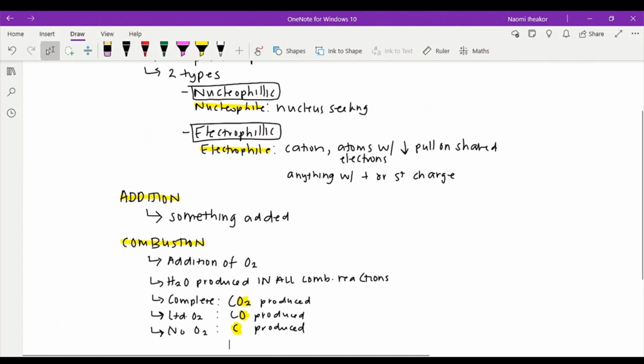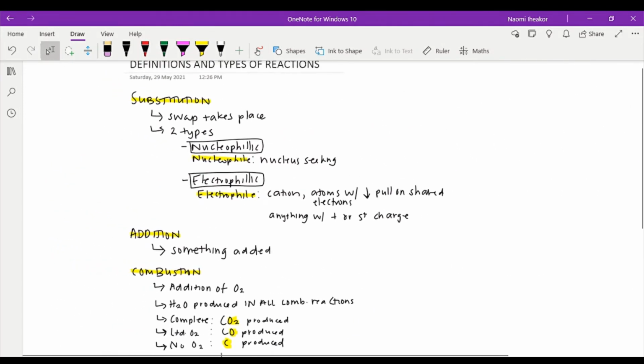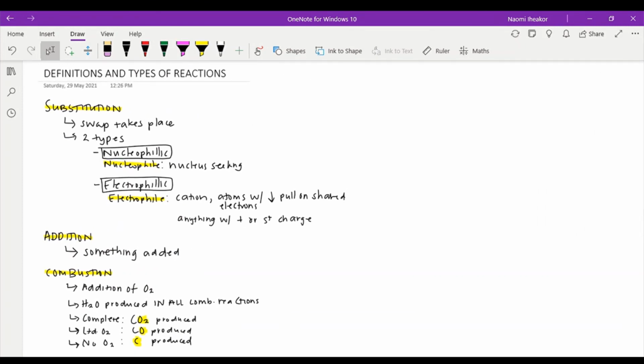So those are the three types of reactions that we're going to come across as we study our functional group chemistry. So just to recap, we've got our substitution reactions, and under our substitution reactions we've got nucleophilic and electrophilic substitution. We've got our addition reactions, in which a double or triple bond is broken so that something can be added on to a compound. And then we have our combustion reactions, or our burning reactions, in which we have an addition of oxygen.